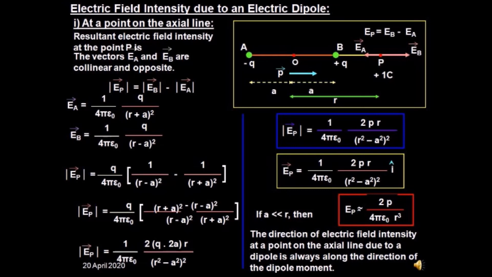And what do the terms denote here? p denotes the dipole moment vector and R denotes the distance from the center of the dipole, that is, the distance of the point P where we have to find the electric field from the center of the dipole. So this way we have solved the net electric field due to a dipole on the axial line.